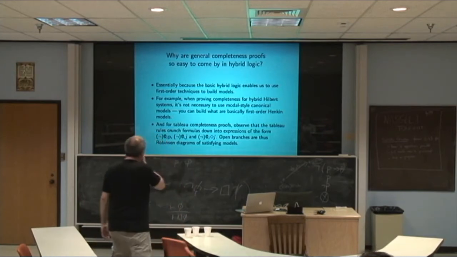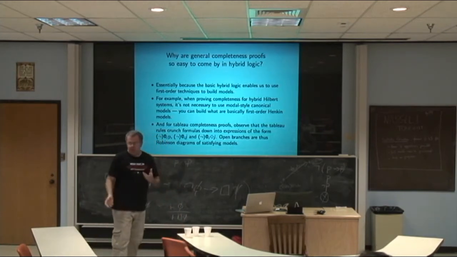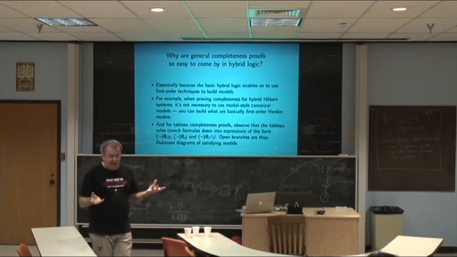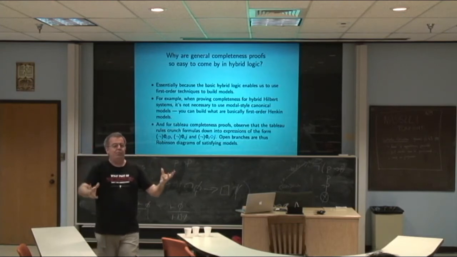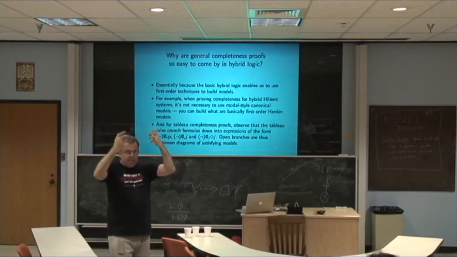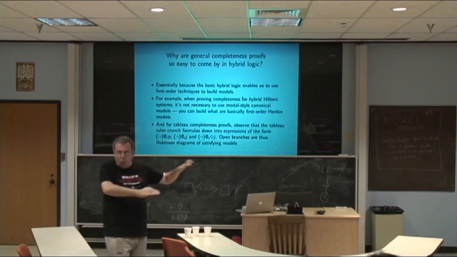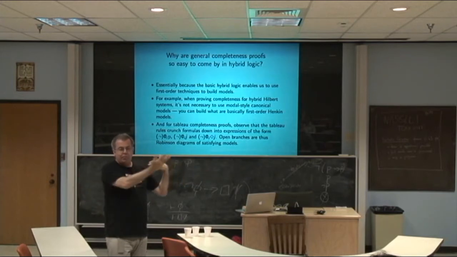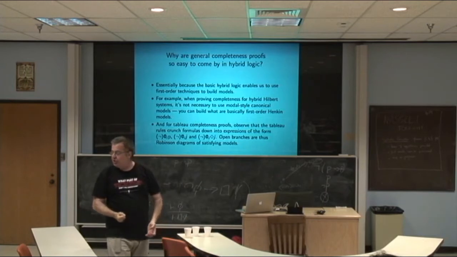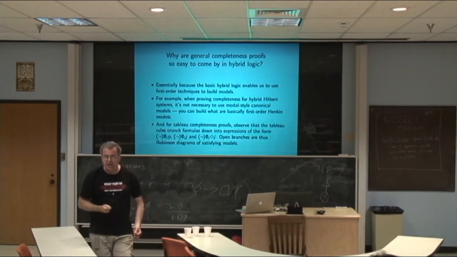But if you think about what's going on with these tableau proofs, you see that you've got that. What do we do with a tableau proof? We negate the thing, and we smash it away. If all the branches have contradictions on them, we know we've proved the thing. But an open branch is essentially a specification of a possible model: a description, a blueprint of a model.